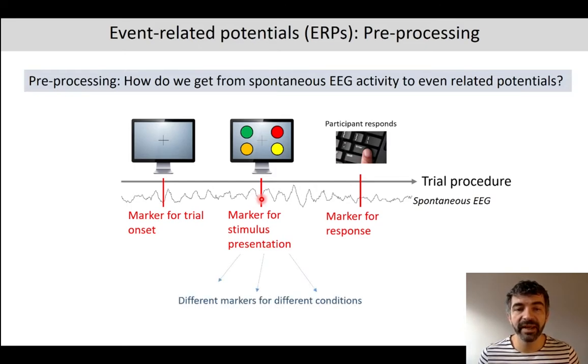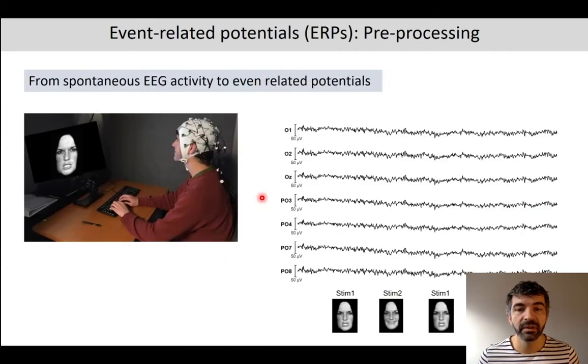So what we typically have is different markers for different conditions. As experimental psychologists, we're of course interested in comparing different conditions and seeing how an experimental manipulation affects our EEG signal. So imagine our participant here is seeing different faces on the screen, and we want to compare how the brain responds to different kinds of faces. So for example, here you can see happy and angry faces. So how do we do this?